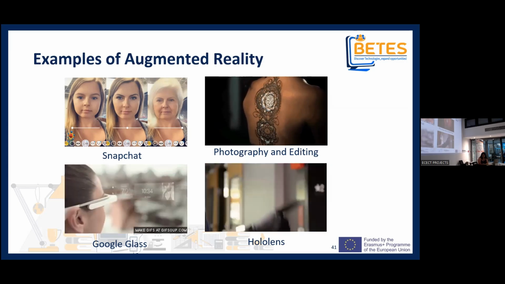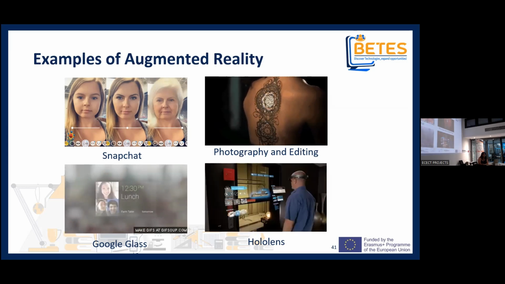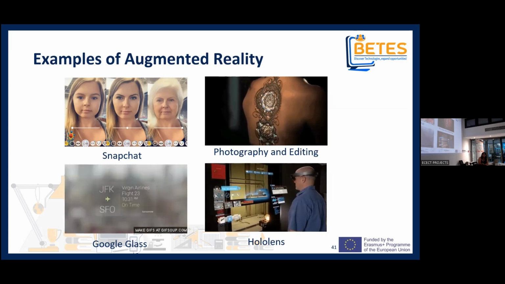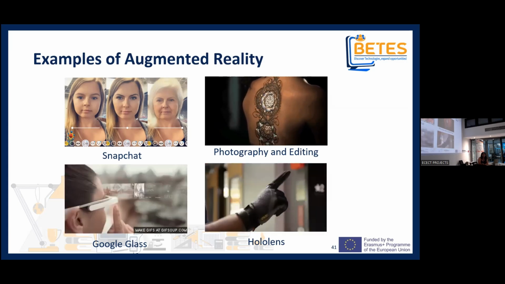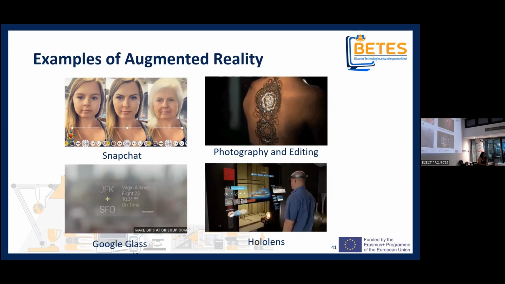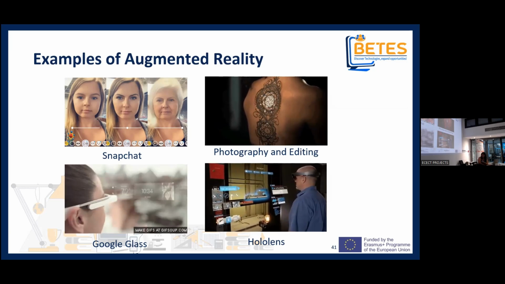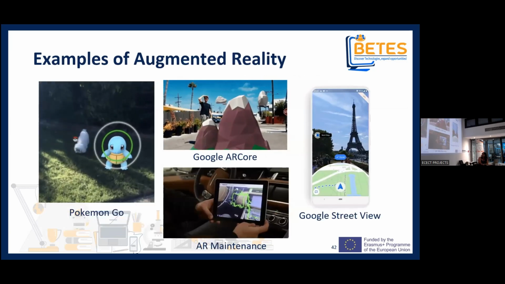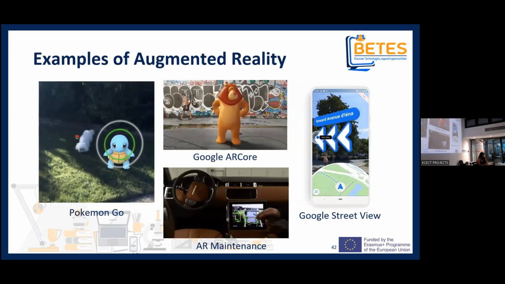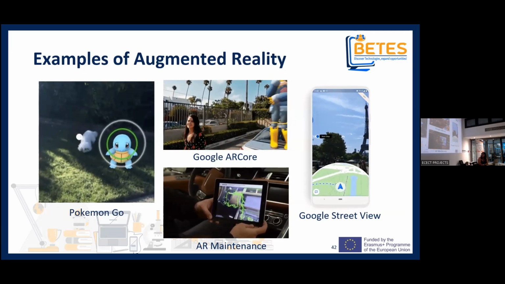I have some examples here. The most popular, well, not Snapchat, I will say TikTok maybe. I have used many filters. I used them mainly for my hair. I wanted to see what I would look like with gray hair and what I will look like when I grow old. It was not good. We have photography, Google Glass, HoloLens. This is the most popular, I think, one of the first technologies I ever used that had anything to do with augmented reality. It's Pokemon Go.